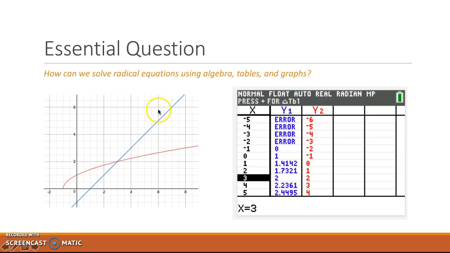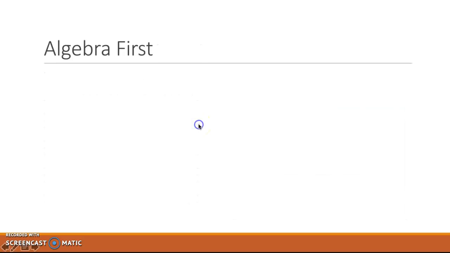So our essential question today is going to be how can we solve radical equations using algebra, tables, and graphs. So we'll go through each one of those things. So what we're going to do is we're going to do algebra first.